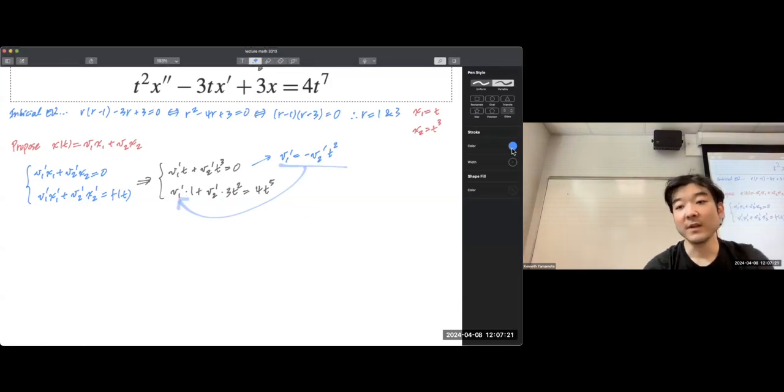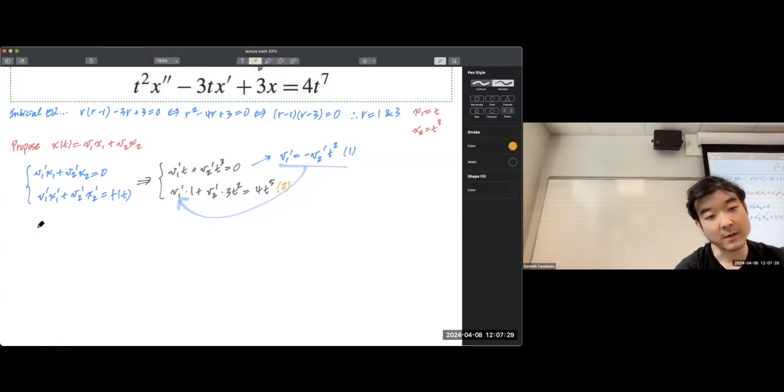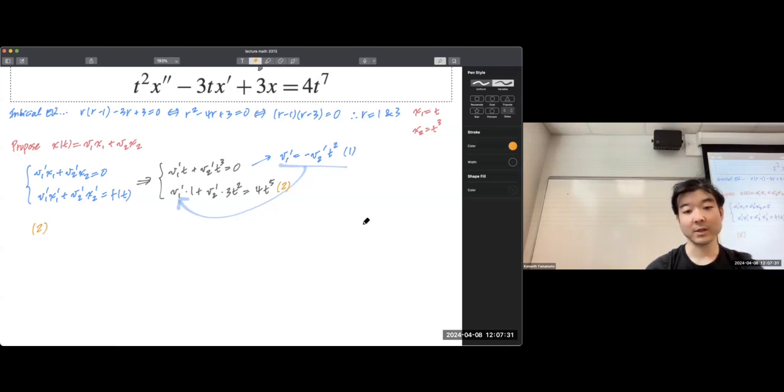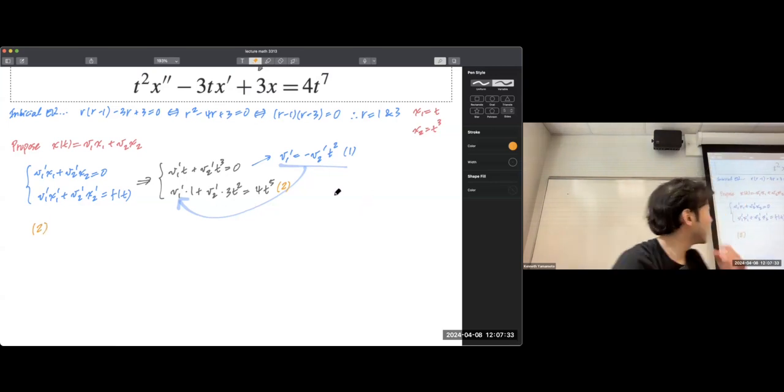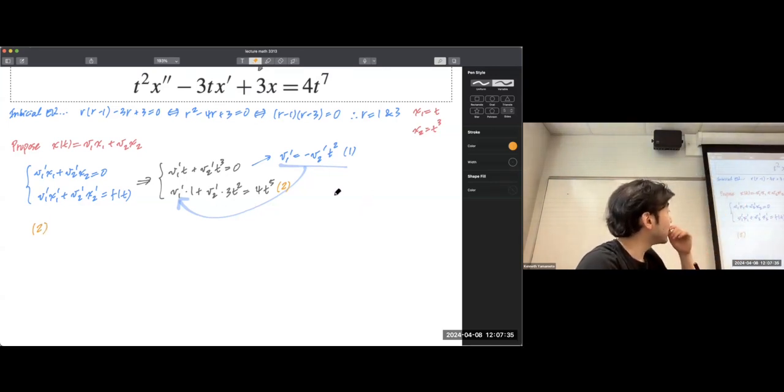And so if this is coming from your first equation, we can say that the second equation is this one right here. And I'm just going to write that down here. Say the second equation. Should it be like 4t to the 7th power?